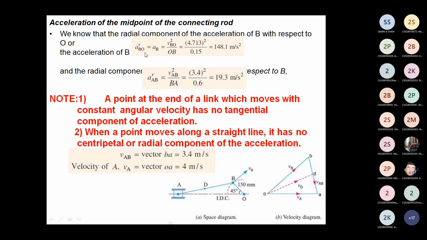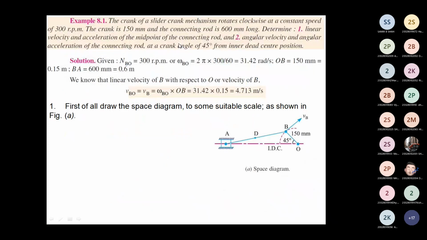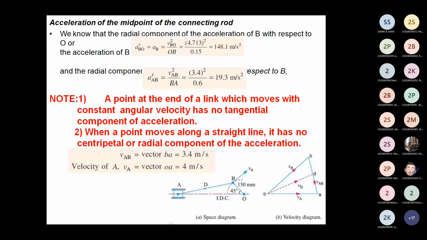So the radial part of OB is equal to V square OB by OB. We know that the velocity of OB is 4.713, whole square, divided by OB. OB means the link length, which is 0.15, right? So 4.713 square divided by 0.15, we get 148.1 meter per second square. We know that the unit of acceleration is meter per second square.